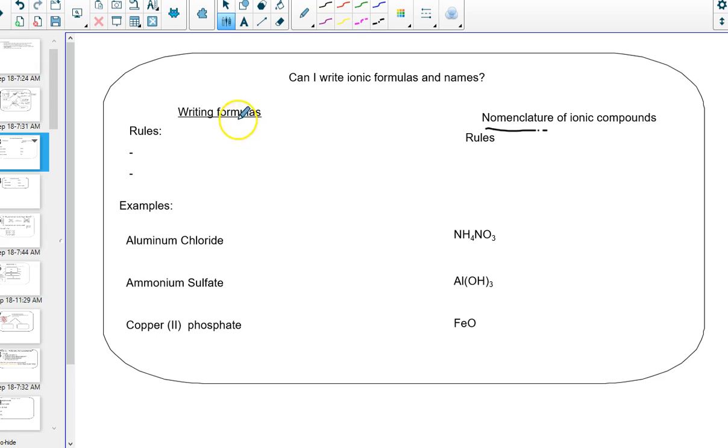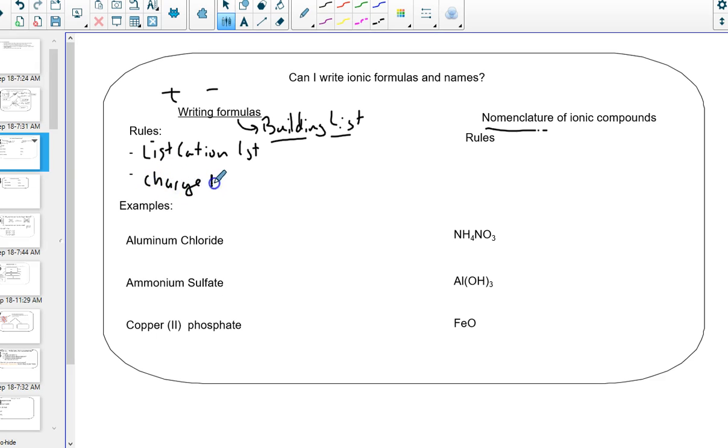Now, a formula literally is like a building list. It's just a list of all your materials. What are our rules? Well, first of all, we have a cation and we have an anion always. That's an ionic compound. So we list the cation first. Second one is we charge balance. Now, I'll show what that means in a minute. All right. So here's an example.